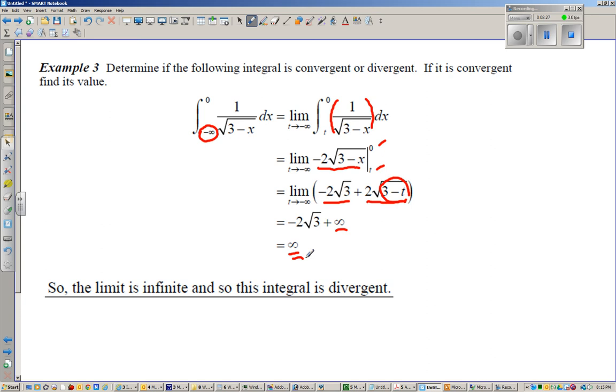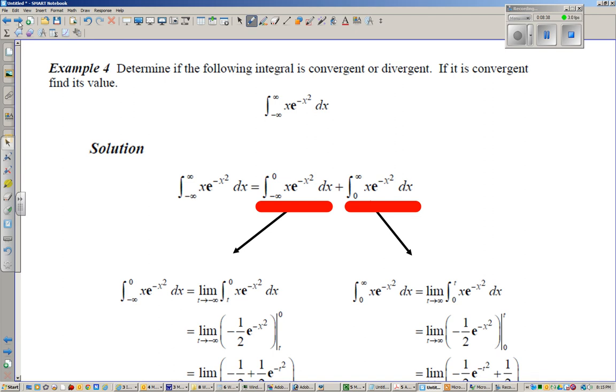There's no value to be found. So big D on the end of that one, and we're done. Another example. Here is a type 1, and this time we have an infinity not in one, but in both limits.